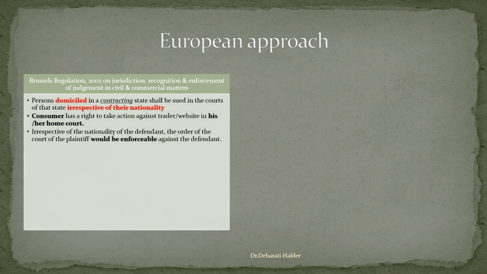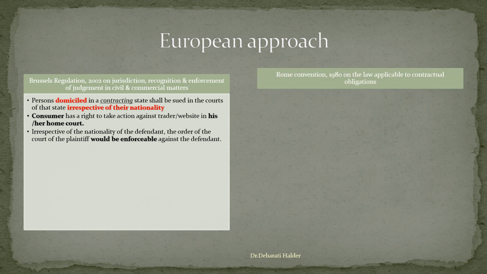It says, persons domiciled in a contracting state shall be sued in the courts of that state irrespective of their nationality. It also says, a consumer has a right to take action against a trader or website in his or her home court. Further, it also says, irrespective of the nationality of the defendant, the order of the court of the plaintiff would be enforceable against the defendant.